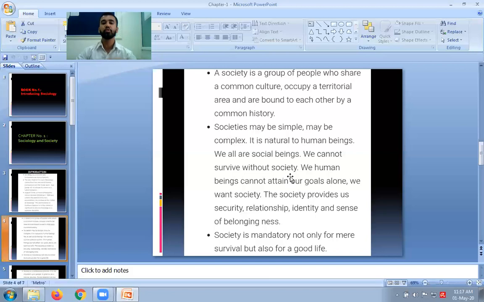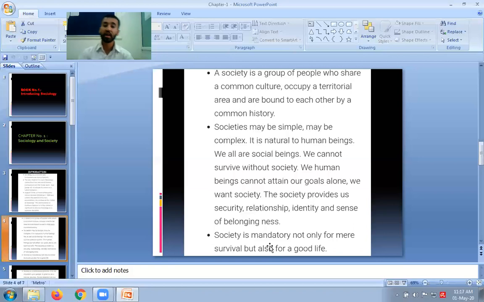So society and human beings are actually interrelated to each other, and they are interdependent, right? The society provides us security, relationship, identity, and a sense of belongingness. Obviously, when we belong to a particular society, it is a kind of identity to us, isn't it? It really is a kind of identity to us, and that's why we say that we belong to a particular society. So it is giving us the hint that we have a certain identity and a certain sense of belongingness to a particular society.